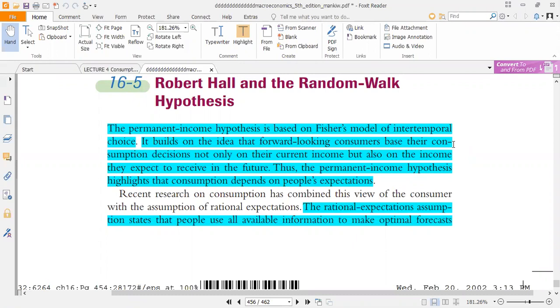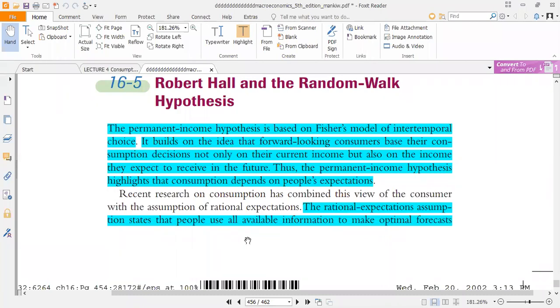Okay. And then we are now adding rational expectations. So we are assuming that this consumer that we are talking about is forward-looking and at the same time uses rational expectations in his decision making. When we talk about rational expectations, it's just an assumption that states that people will use all the available information to make the optimal forecast about the future.